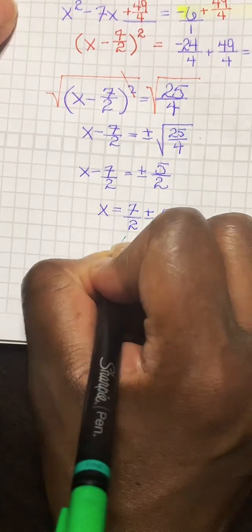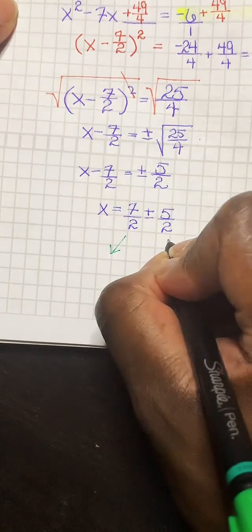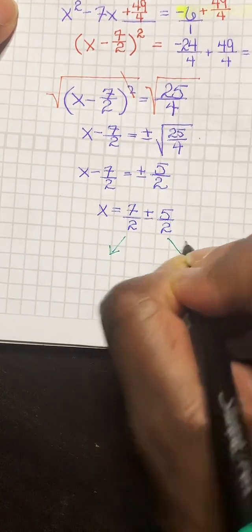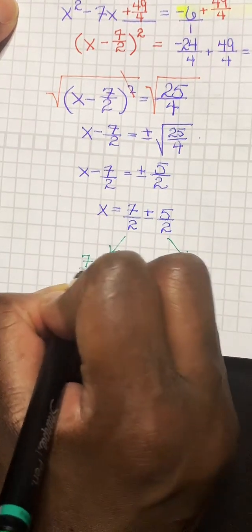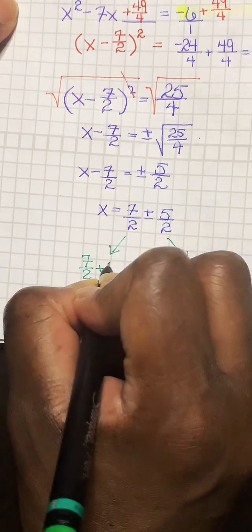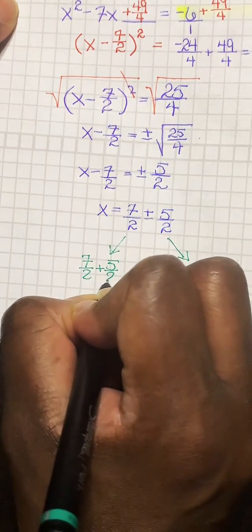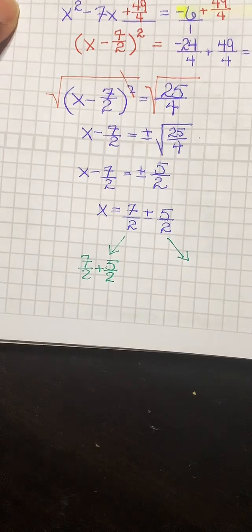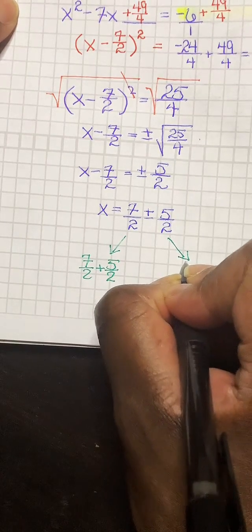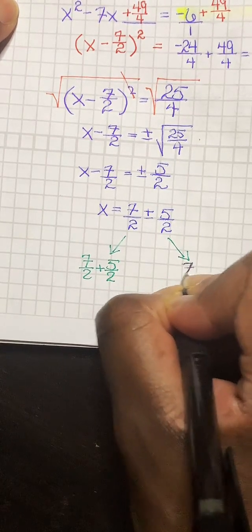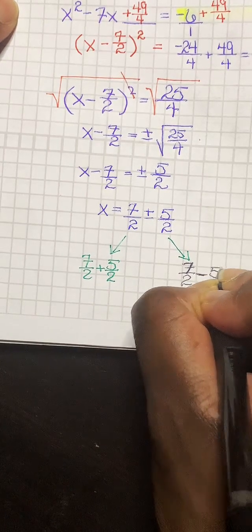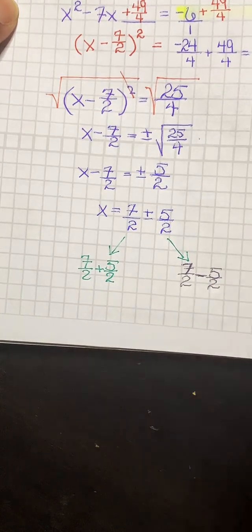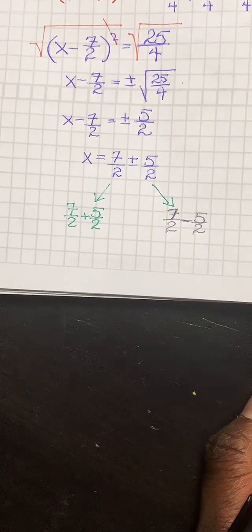So let's put them in their 2 separate equations. So one side is going to be 7/2 plus 5/2. And the other equation is going to be 7/2 minus 5/2. They both have a common denominator.